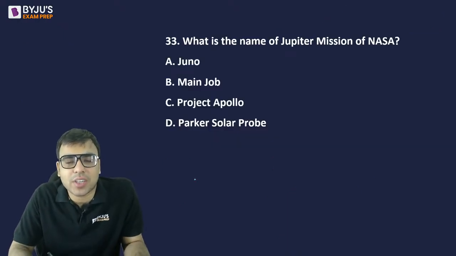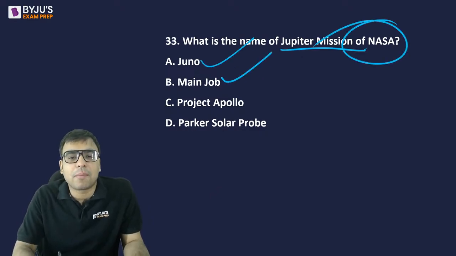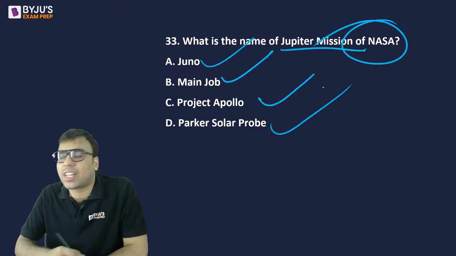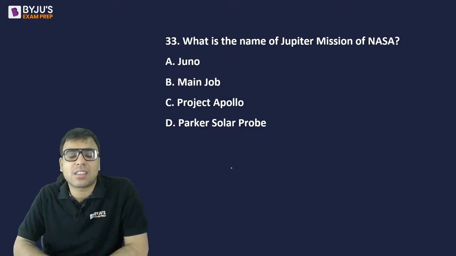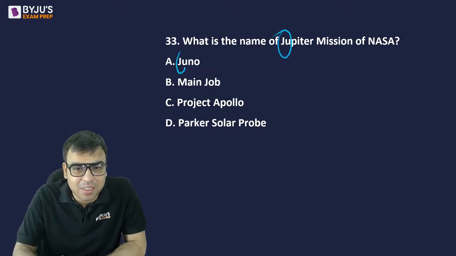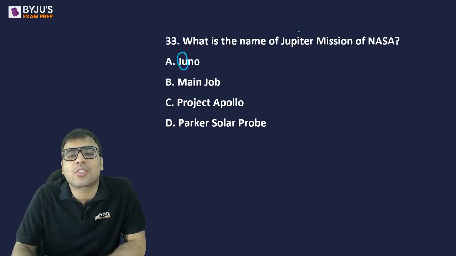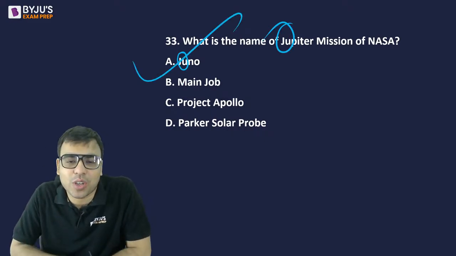The next one is question number 33. What is the name of Jupiter mission of NASA? Juno, Man Job, Project Apollo, Parker Solar. This is a very easy question. You can tell from the words; the name matches. Jupiter, JU, so Juno. Yes, the right answer is A, Juno.